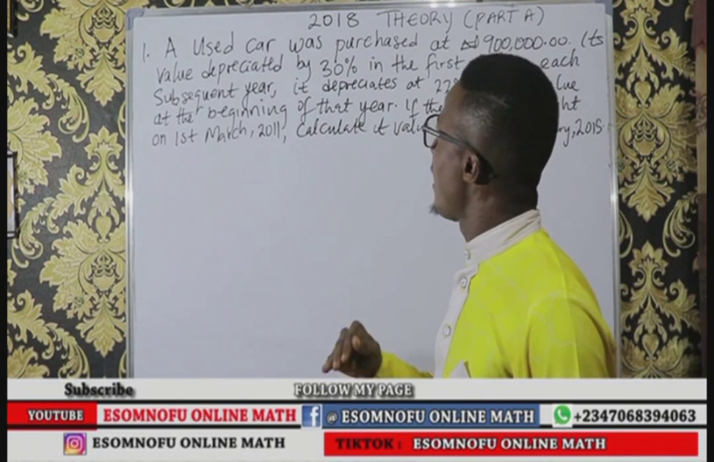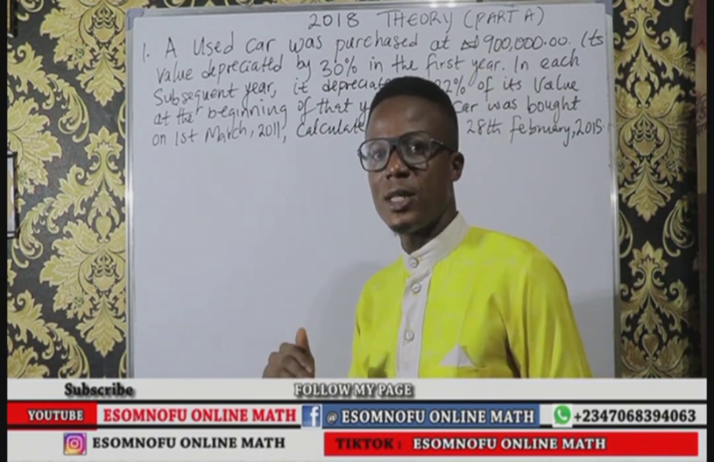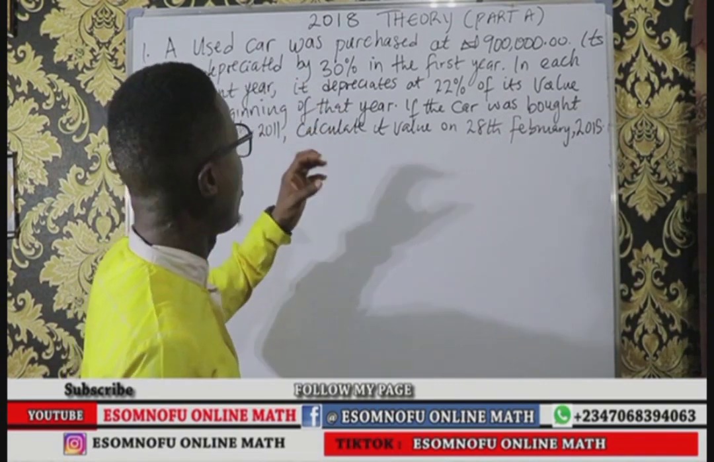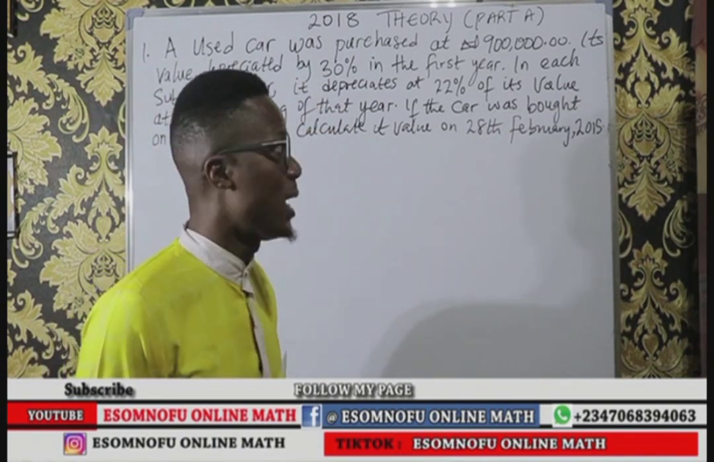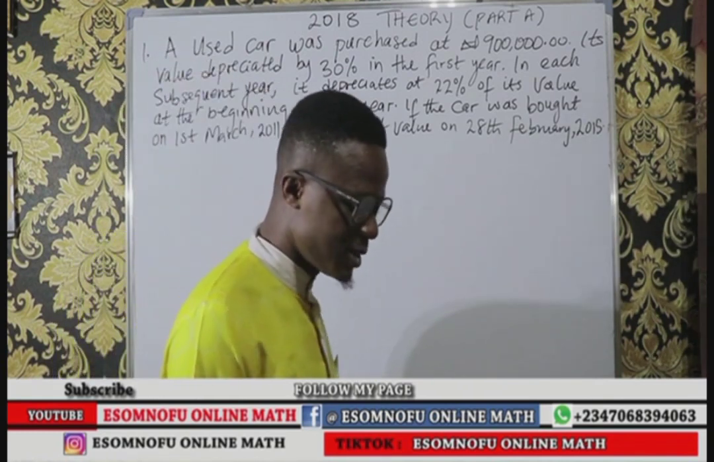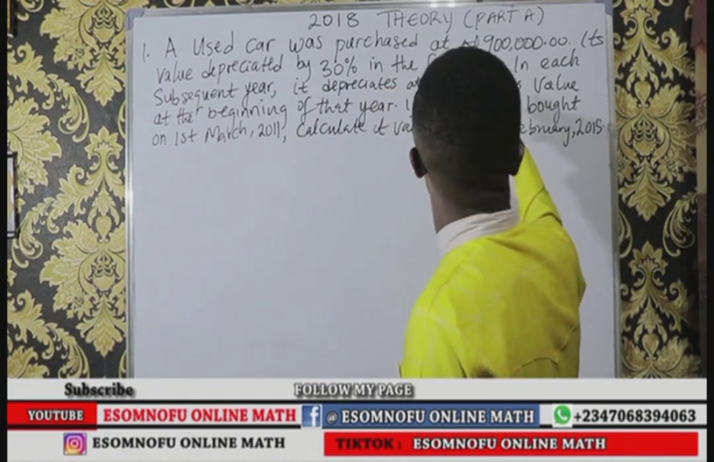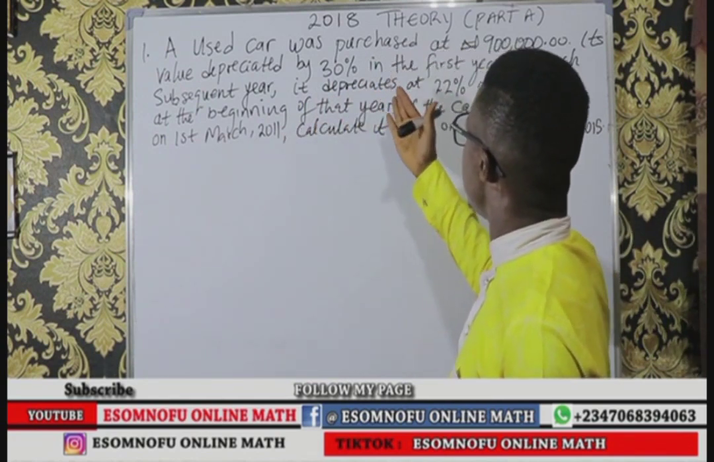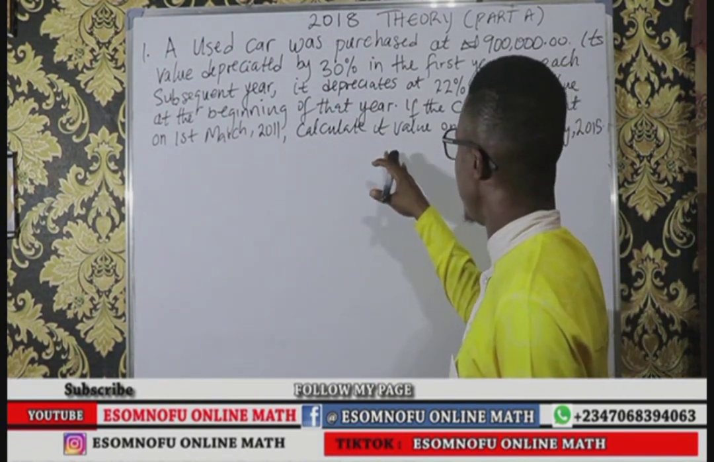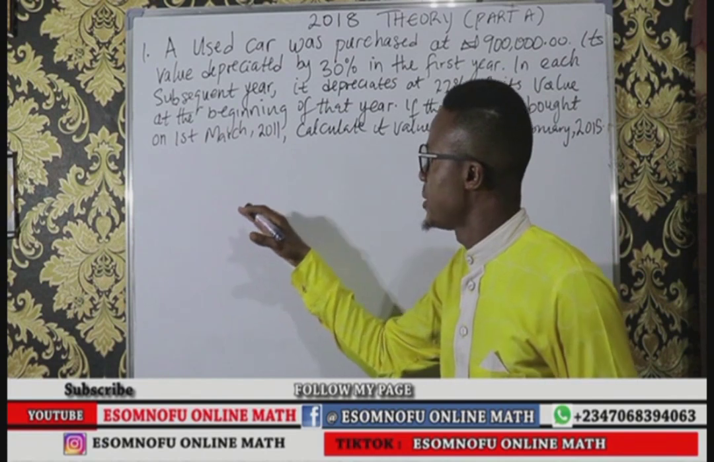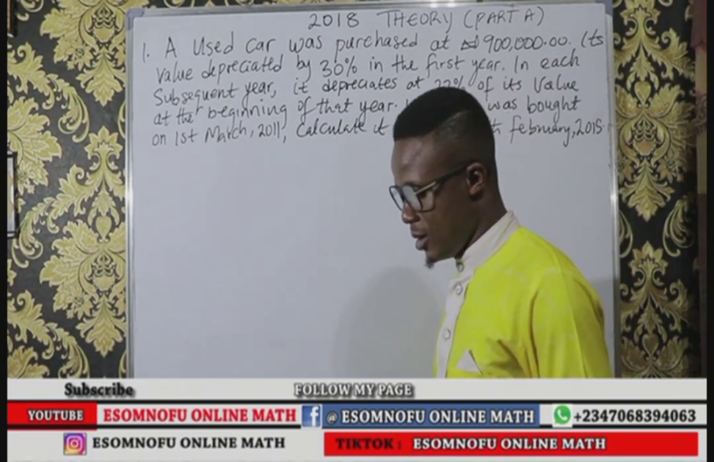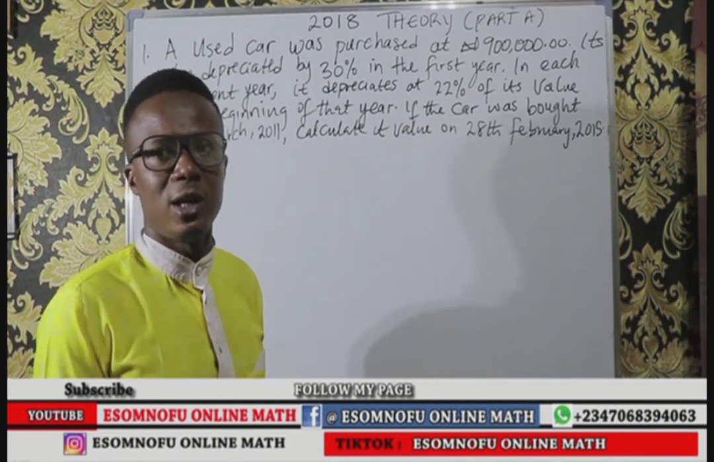So the first question we have in the 2018 mathematics WAEC past question says that a used car was purchased at 900,000 naira. Its value depreciated by 30% in the first year. In each subsequent year, it depreciates at 22% of its value at the beginning of that year. If the car was bought on 1st March 2011, calculate its value on 28th February 2015. Depreciation means a reduction in value.